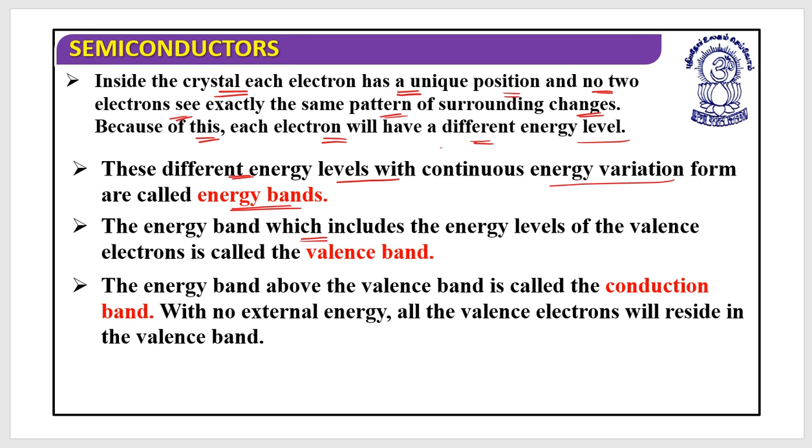The energy bands, which include the energy levels of the valence electrons, is what we call the valence band. The energy bands above the valence band are called the conduction band. With no external energy, all the valence electrons will reside in the valence band.